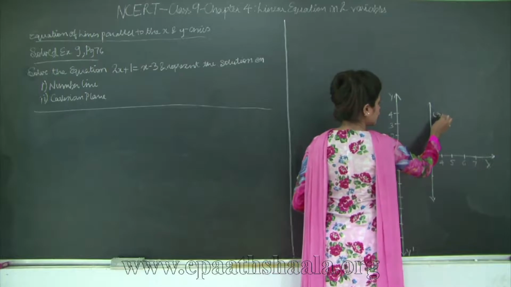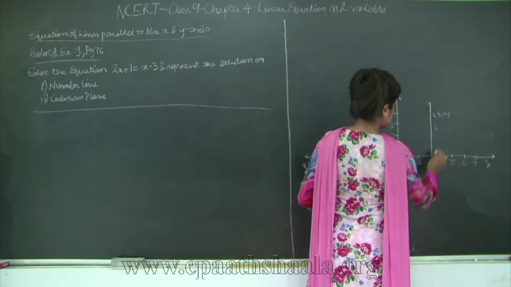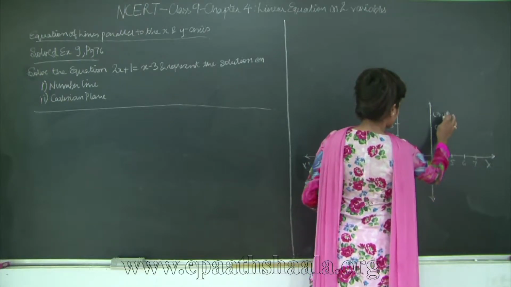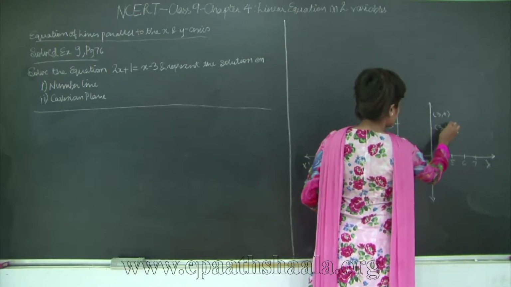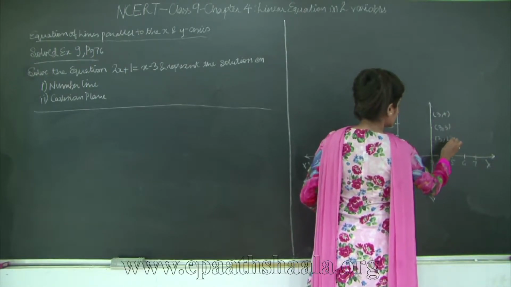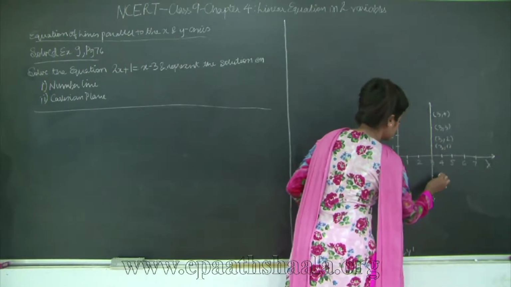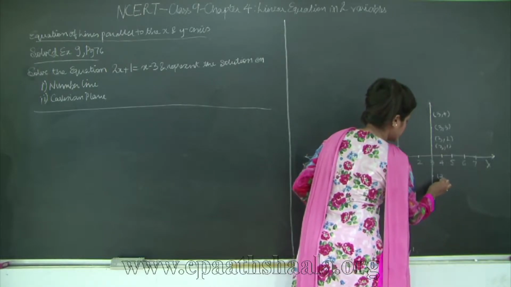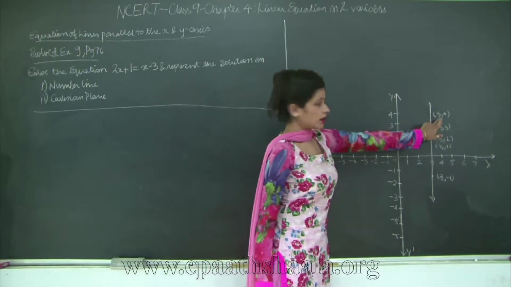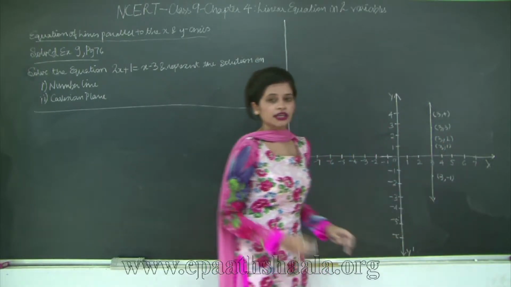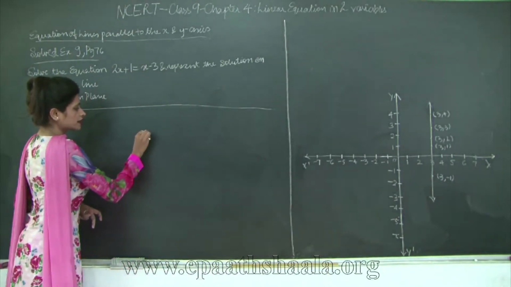If you see, it is 3, 0. This is 3, 4, 3, 3, 3, 2, 3, 1. Similarly, I have 3, minus 1. So what is not changing over here? See, my x coordinate is not changing anywhere. So for equations of lines parallel to the y axis, the x coordinate is going to be constant.